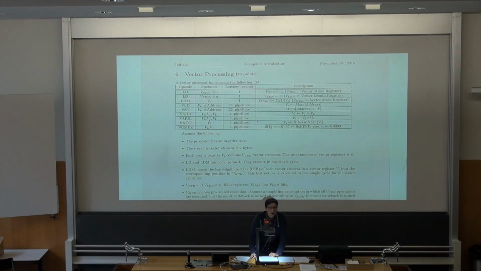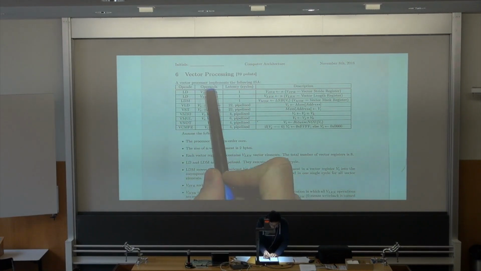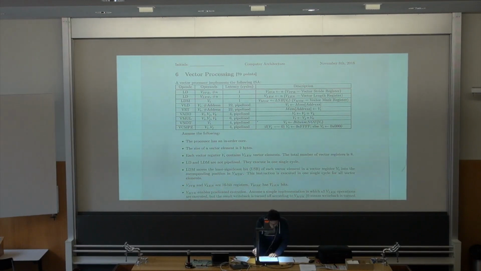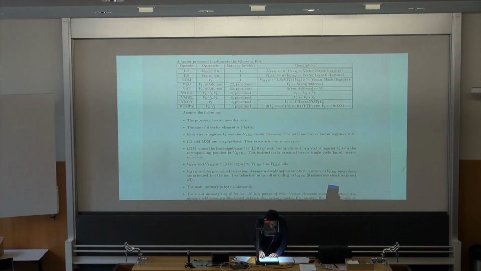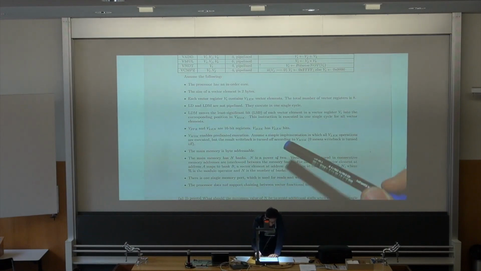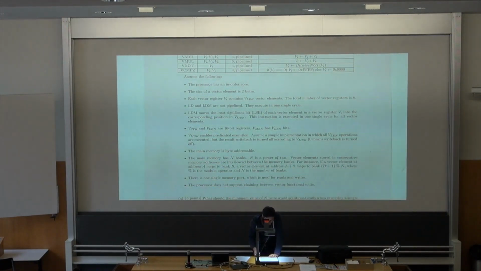In the table you can find the ISA, the instructions that belong to this processor. You see that there are 3 instructions that are not pipelined. They can be used to load stride, length, and vector mask. And then we have some pipelined instructions for loads, stores, and arithmetic and logic operations. So all the details about the processor can be found here in this list of points.